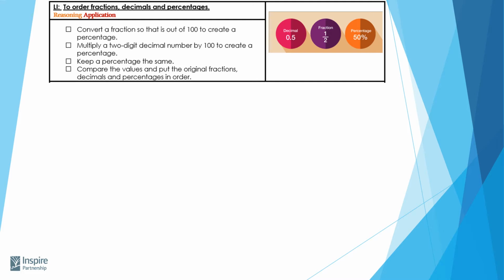You can see the steps to success on the screen there. First of all, we need to convert a fraction so that it's out of 100 to create a percentage. We're going to multiply a two-digit decimal number by 100 to create a percentage. If you already have a percentage, you keep it the same. And then you're going to compare the values and then put the original fractions, decimals, percentages in order. Hopefully that will all become a little bit clearer as we go through the video.